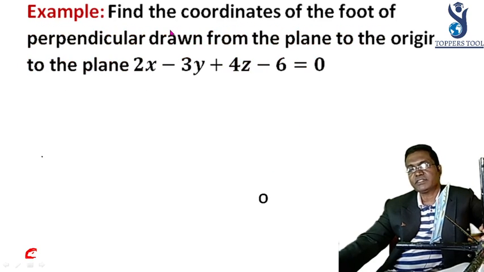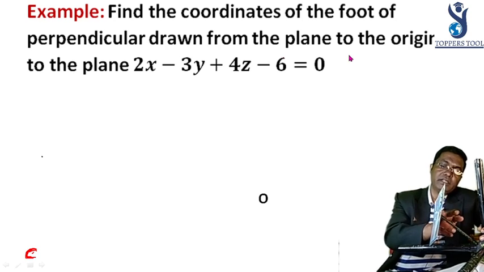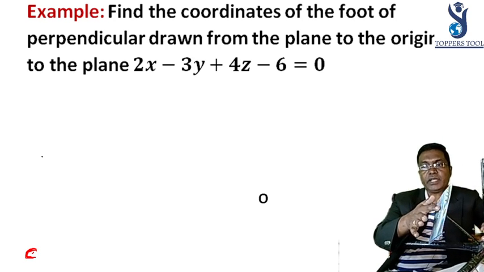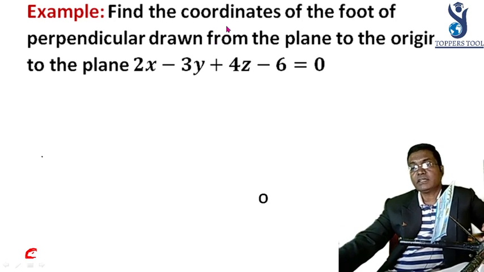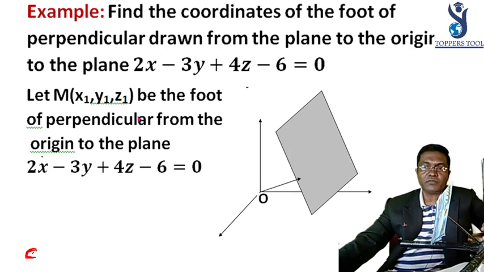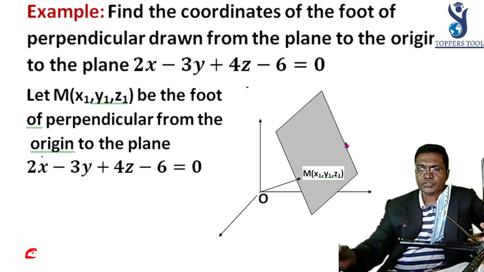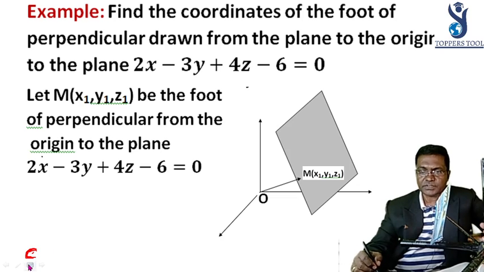Let's see the first example. Find the coordinates of the foot of the perpendicular drawn from the origin to the plane. You draw a perpendicular from the origin to the plane and you need the coordinates of this point. Let us assume that the coordinates of this point are x1, y1, z1. Let M be the foot of the perpendicular from the origin to this plane.